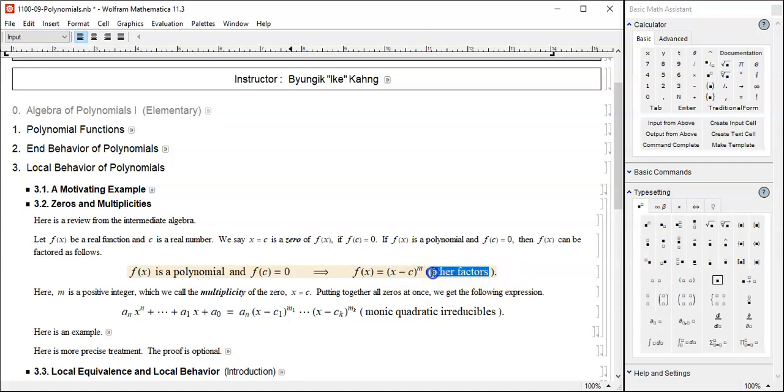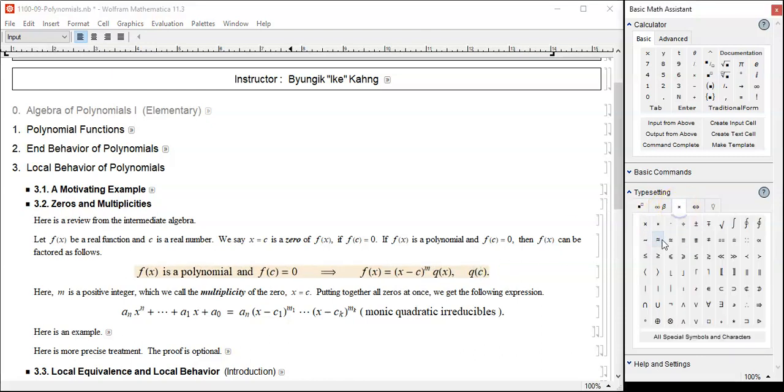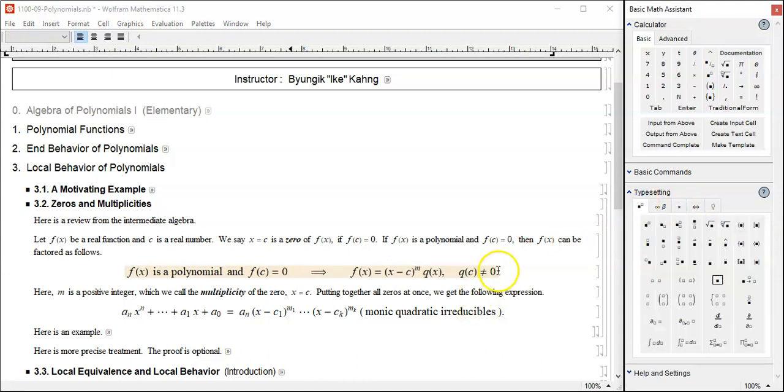And as for the other factor here, which I'm going to name q of x, it'll turn out that q of c is not 0. Why not? Because if q of c is equal to 0, that means q of x has a factor of x minus c. But then again, if this already has x minus c, factor it out and dump it over to this. But we just assumed we completed doing that. So q of c should be non-zero. Remember this, please. q of c is non-zero.